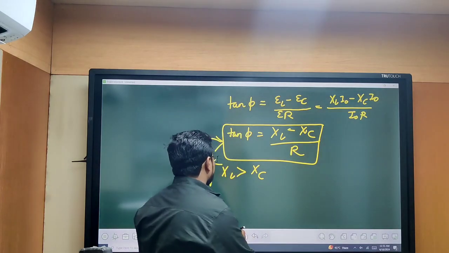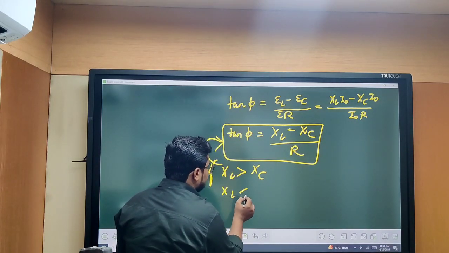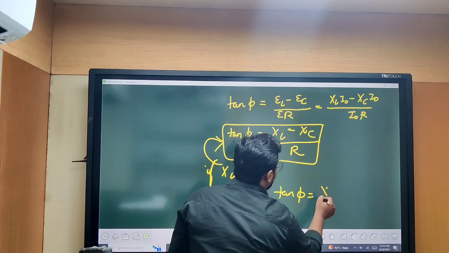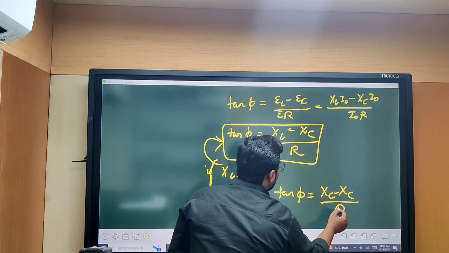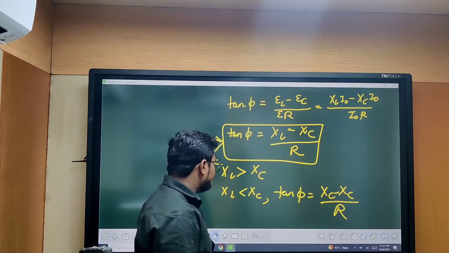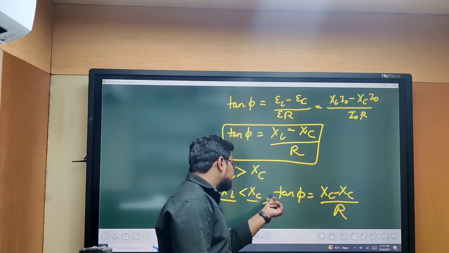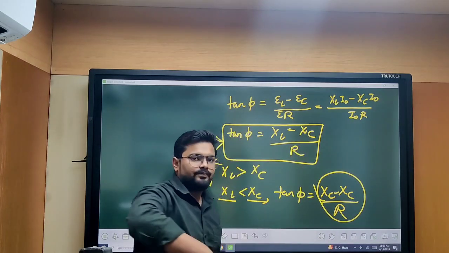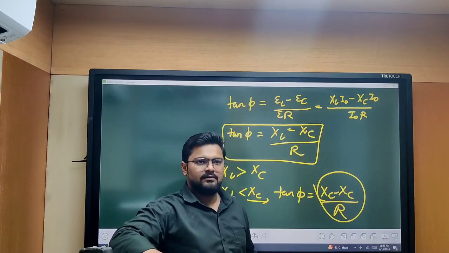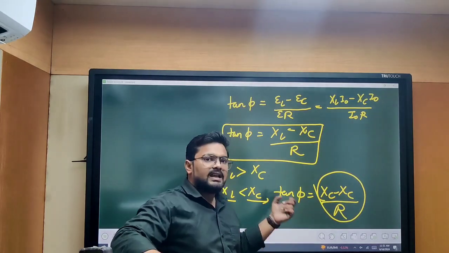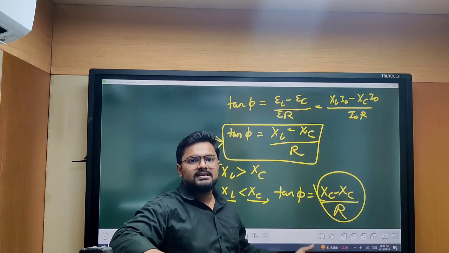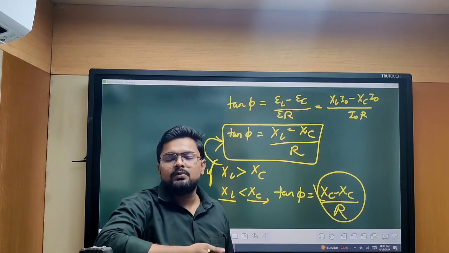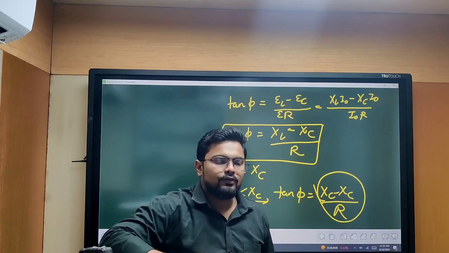If XL is less than XC, then tan phi will equal XC minus XL upon R. It means XC will be greater, so XC minus XL will be positive. This LCR circuit will be treated as a capacitive circuit, and we know that in a capacitive circuit the current will lead the voltage with phase pi by 2.